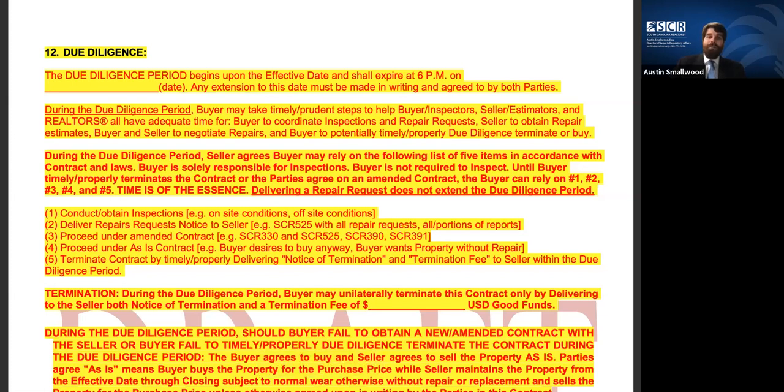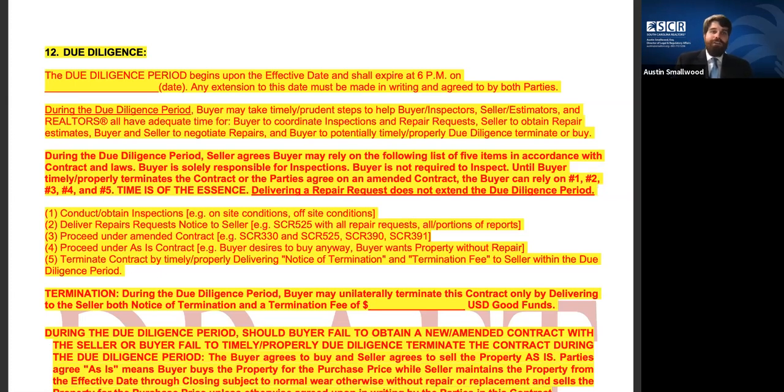So by 6 p.m. on a hard date, the buyer needs to have done all their inspections, sent their request, and either agreed to terms with the seller for repairs, agreed to an extension, or has terminated by delivering notice of termination and the termination fee. Failure to do one of those three things will result in an as-is contract in regards to repairs.